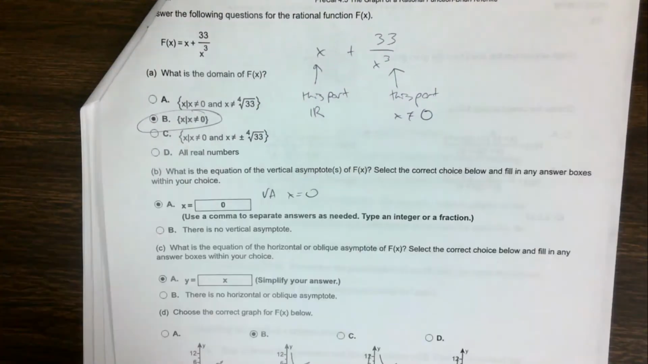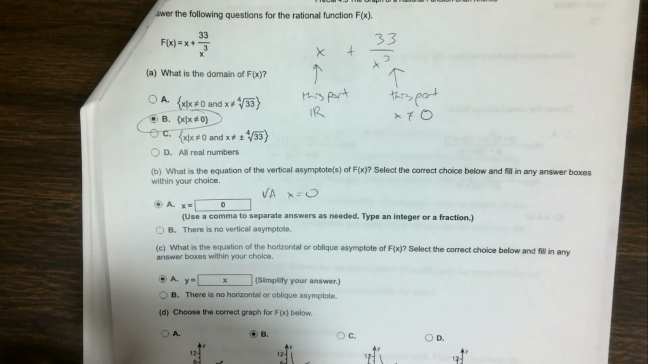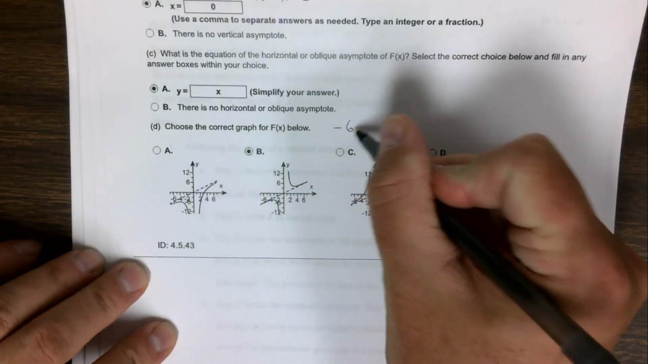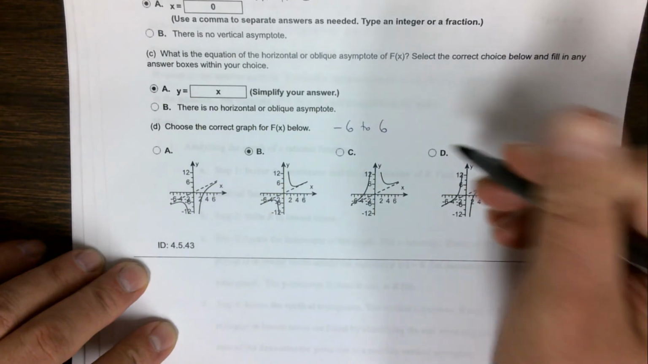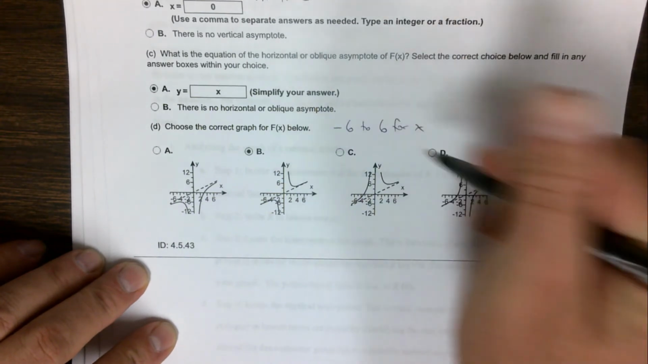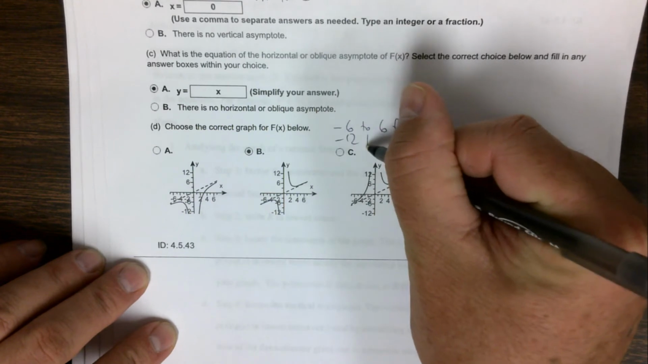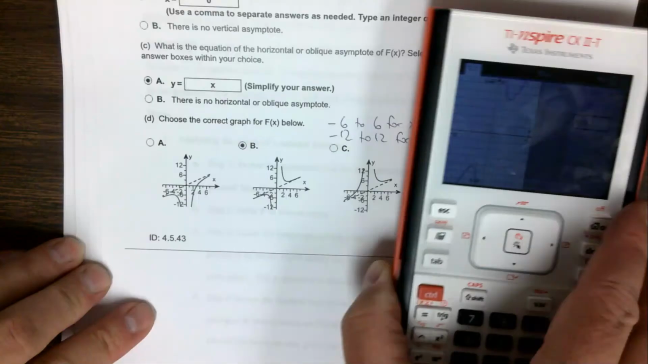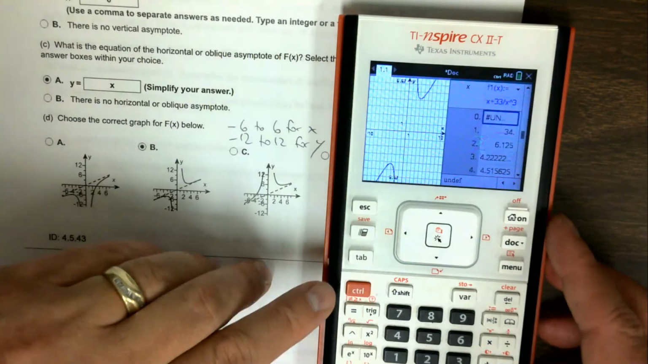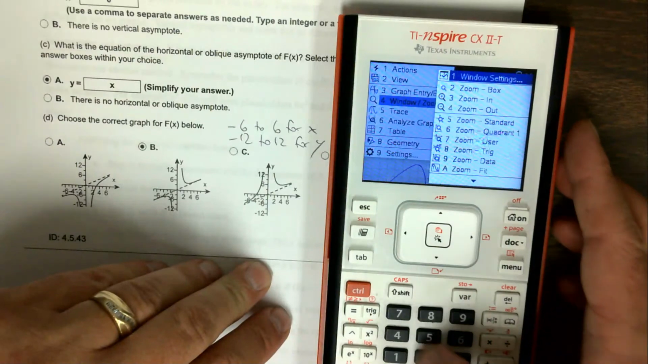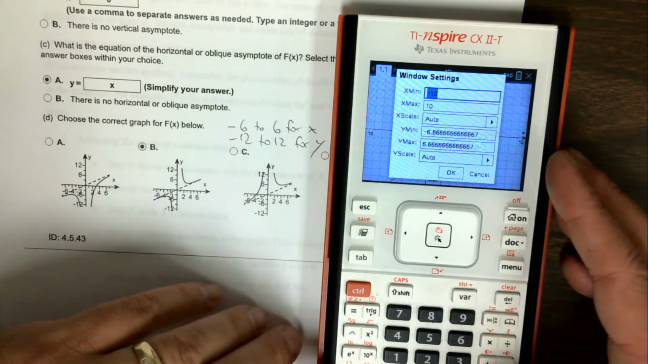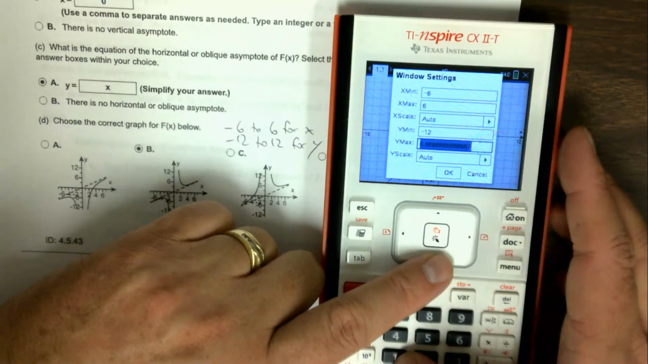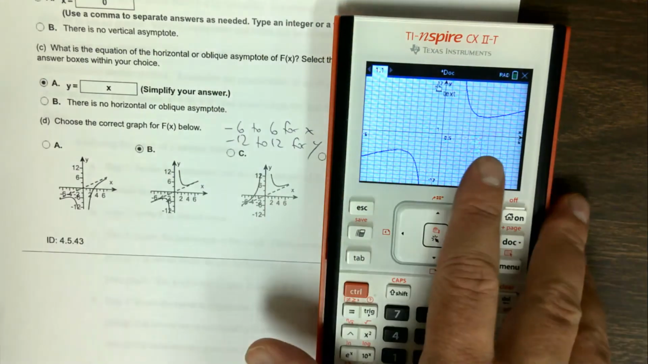Now, the graph, when we get down to the choices on this, it looks like you want -6 to 6 for x and -12 to 12 for y. So let's graph it. Change our window. So we do menu 4, 1, -6 to 6, and -12 to 12. So that looks like that. So that's the B graph.